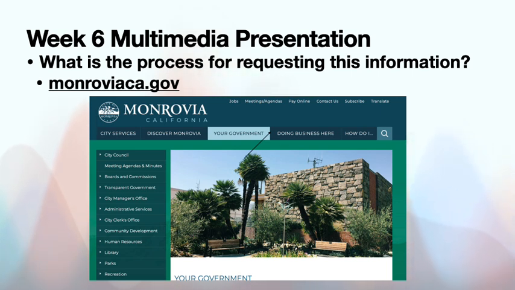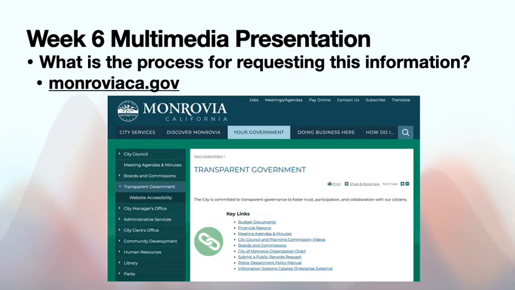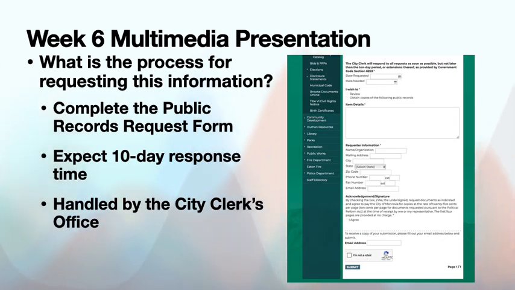And for that, I would go to the City of Monrovia's website, monroviaca.gov, and I would click on Your Government. From here on the left-hand corner, there is a link to Transparent Government, and I would click that. And from there, midway on this page is a link for public records request, and I would, of course, click that. And here is where the form for online submission for the PRA could be found.